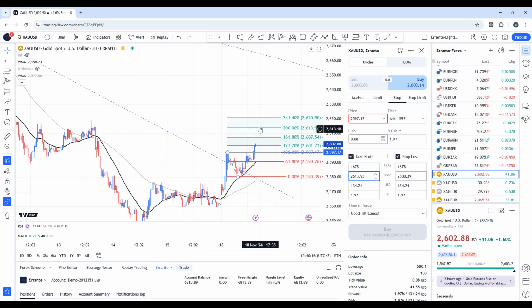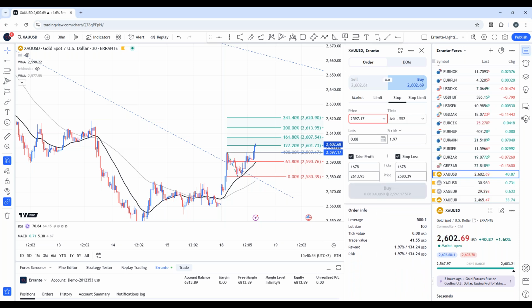Let's say win or 2% profit I can generate based on my balance, and the risk to reward ratio should be 1. And I can find all of this information down here in this box. It's the order info, leverage 500 to 1, and the lot size is going to be... it's not the lot size. Okay, let me explain something here.